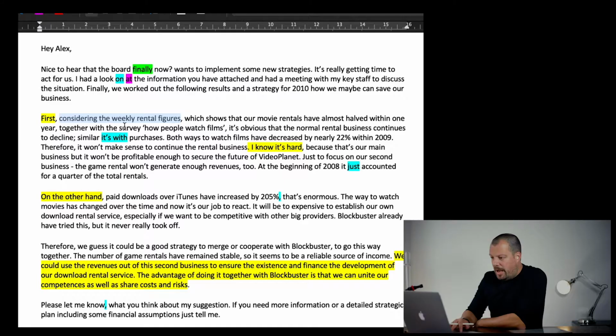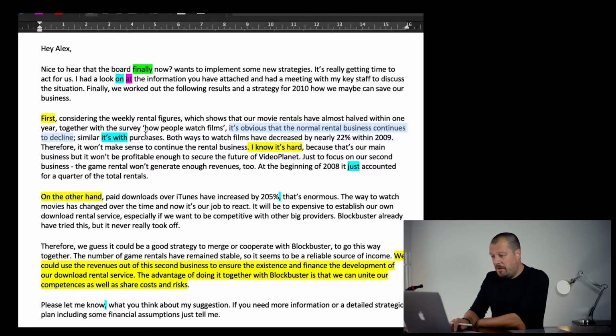Good job. And we have quite a long sentence, this one, but it's fine. It's also got a lot of commas in, but it's fine because I understand it. It's grammatically fine. You wouldn't want to go much longer than this in English sentences, but this is totally okay. And the point of it, it's obvious that normal rental business continues to decline.